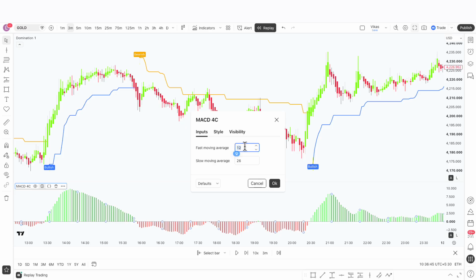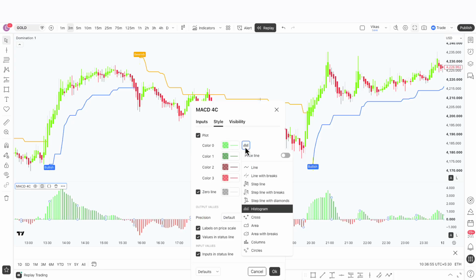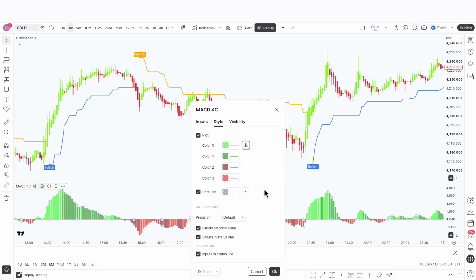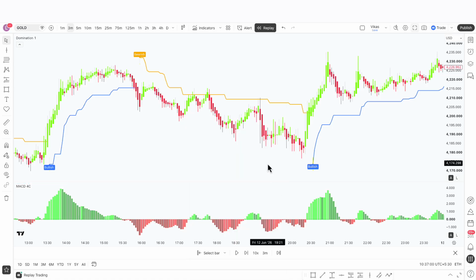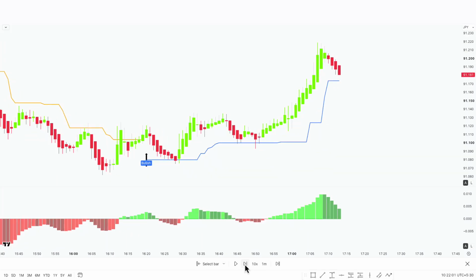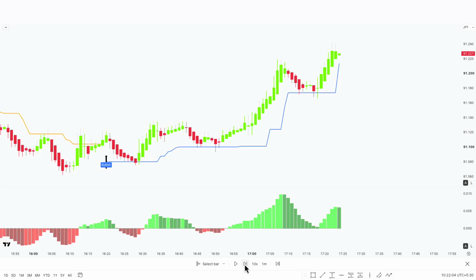We have changed the fast moving average from 12 to 7. We have changed the slow moving average from 26 to 10. We have changed the plot to histogram columns. Everything is fine after that. Click OK. Now our setup is ready. Let's see how we use these trading setups.